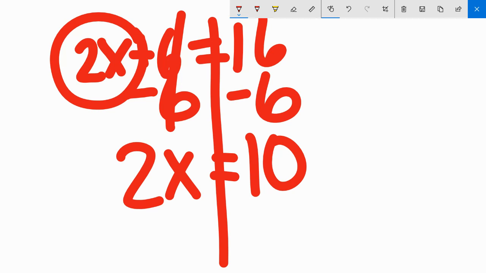And Will, you know how to do these one-step equations. I've seen you do it. You're really good at these. So 2x equals 10, or 2 times what equals 10? You've probably already figured out in your head that it's 5, but I'm going to show you another strategy.